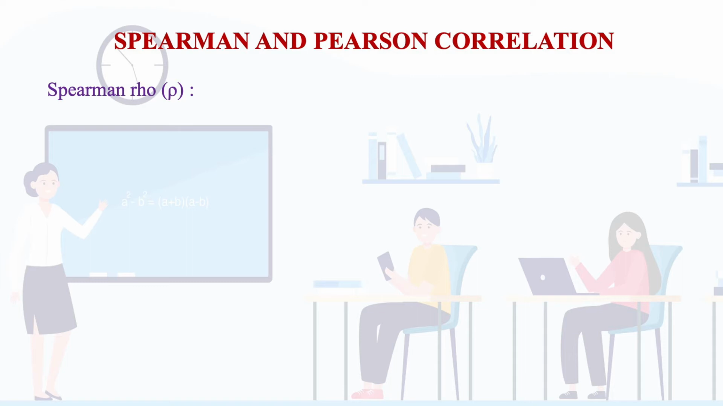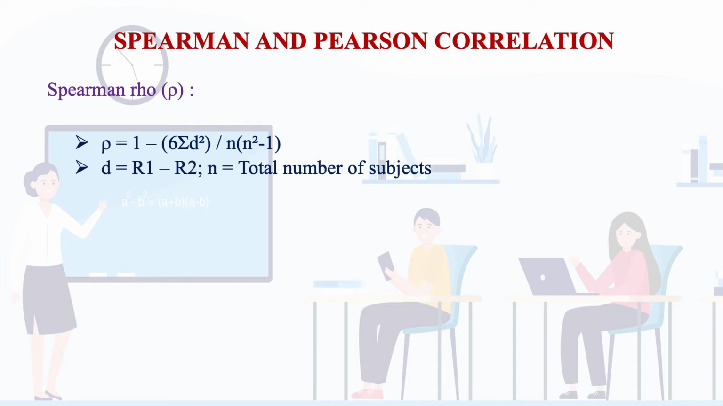So the formula of rho or the Spearman correlation is 1 minus 6 summation d square upon n into n square minus 1. Here d is R1 minus R2, that means rank 1 minus rank 2. So what you have to do, you have a set of scores. Basing upon the set of scores, you have to find out the rank of the first set of scores and ranks of the second set of the scores. Then you have to find out the difference between the ranks.